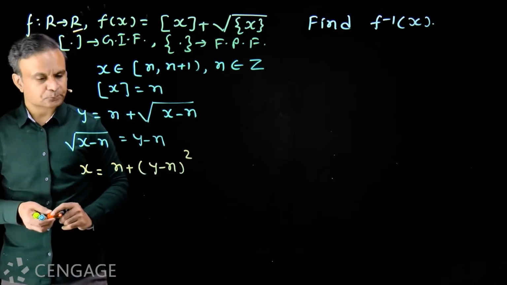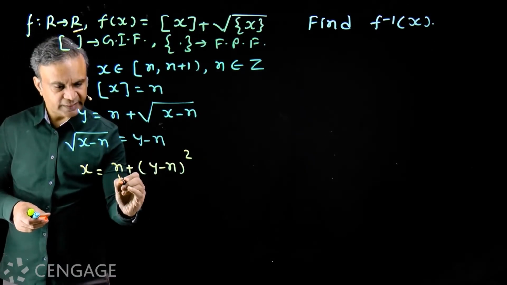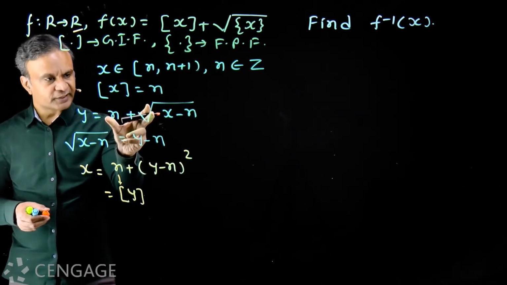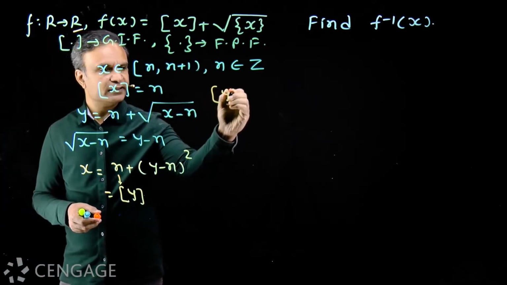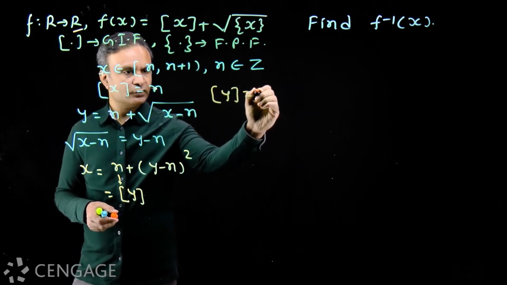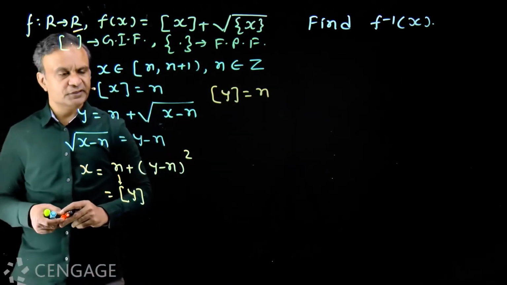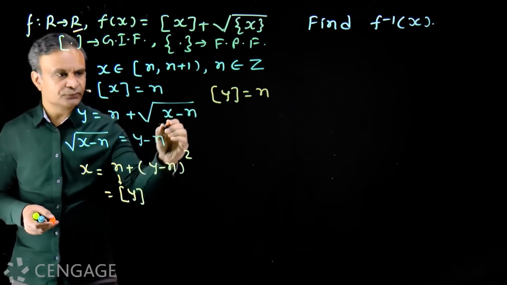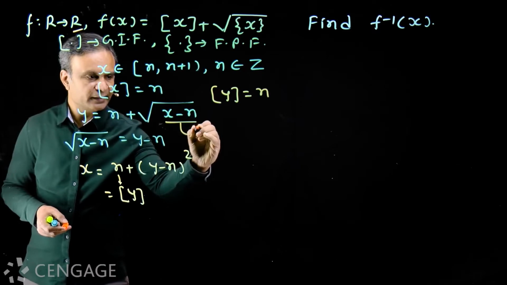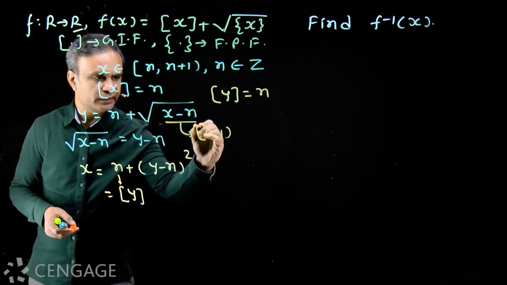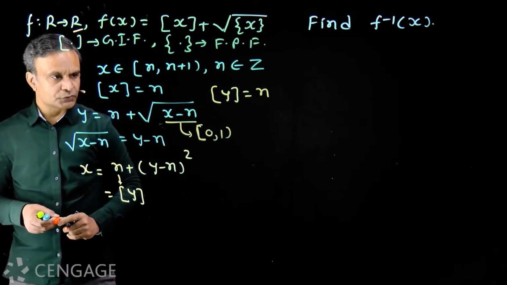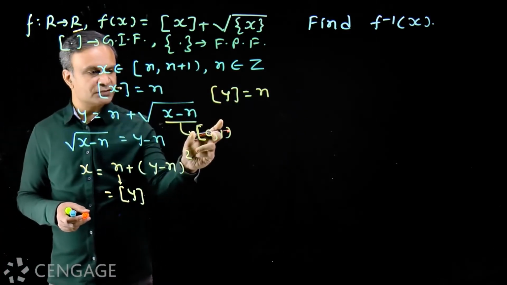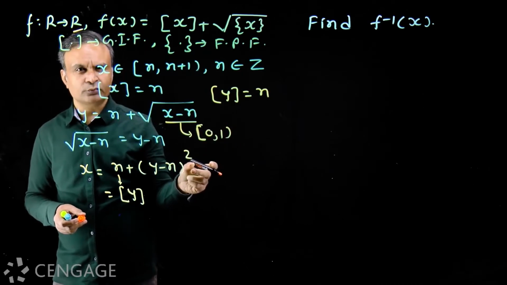Now can I replace this n by greatest integer of y? From this relation, we can say that greatest integer of y is equal to n. What is the reason? We have y is equal to n plus root x minus n. x minus n lies in closed interval 0 to open interval 1. So greatest integer of y will be n. We have n plus some fractional value, proper fraction.